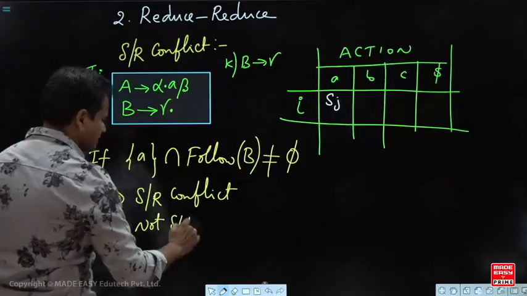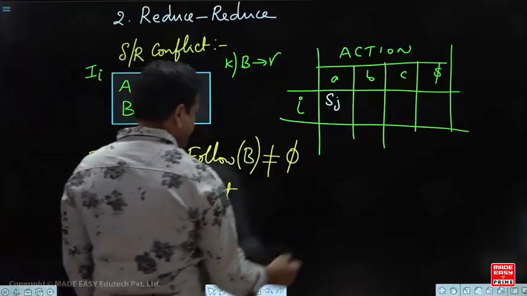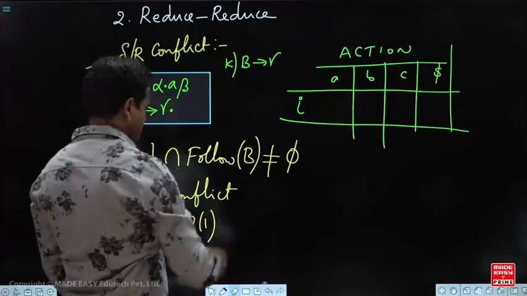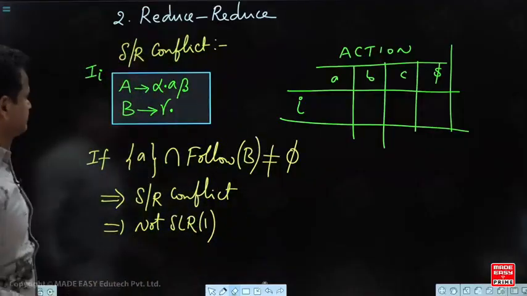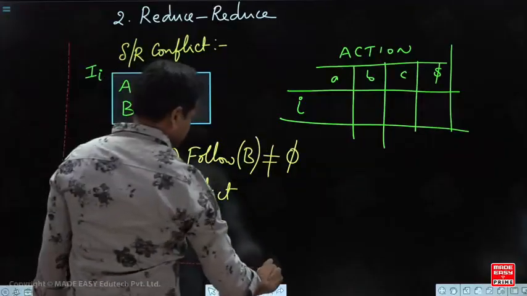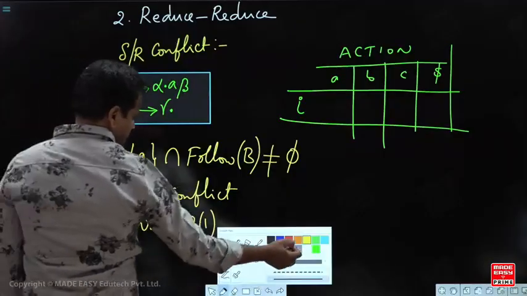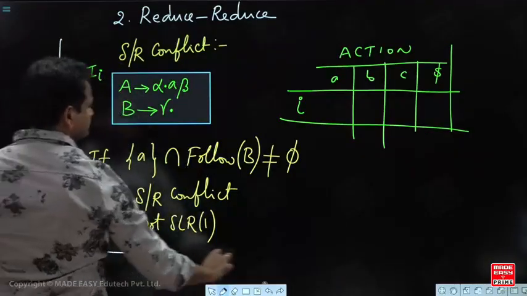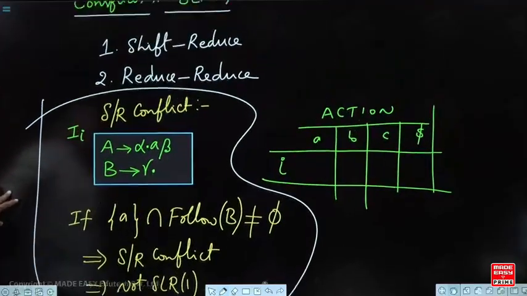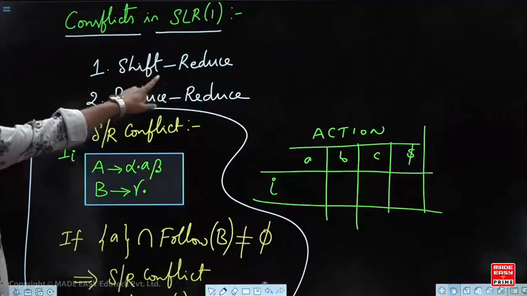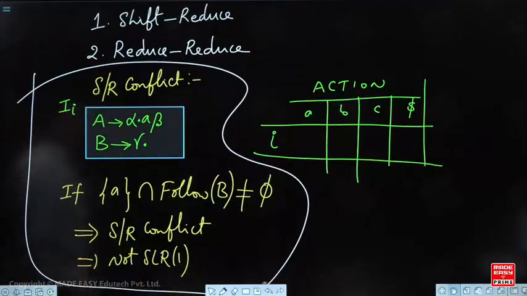That's it. Okay, copy this one. Don't copy this table. Only copy this part, this one. Only this part. Okay. Have you copied this? Conflict in SLR of 1, shift reduce and reduce. This is the shift reduce conflict.